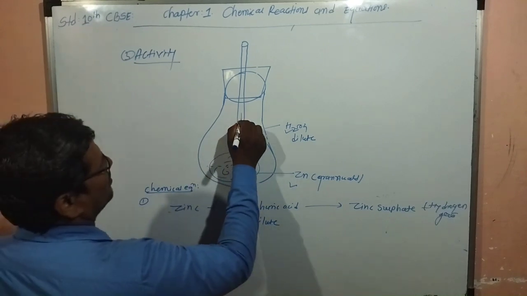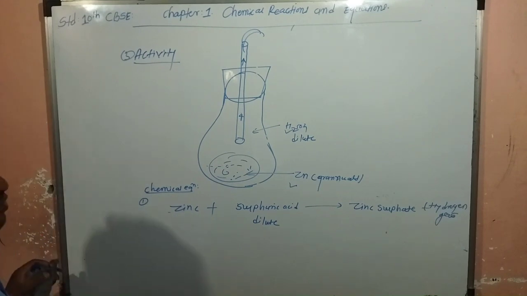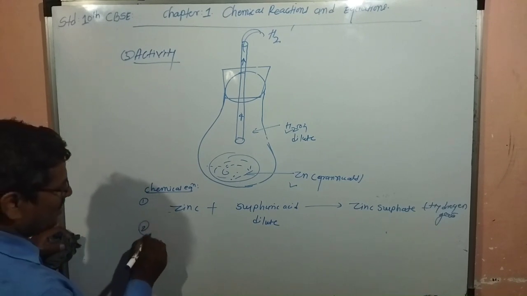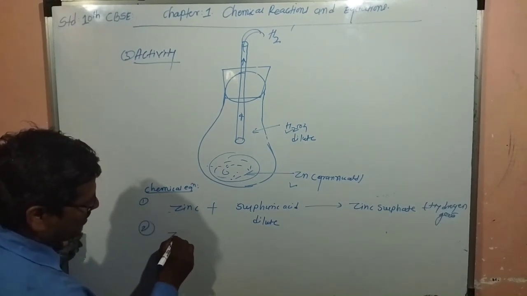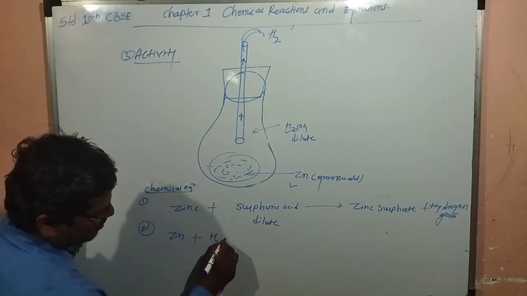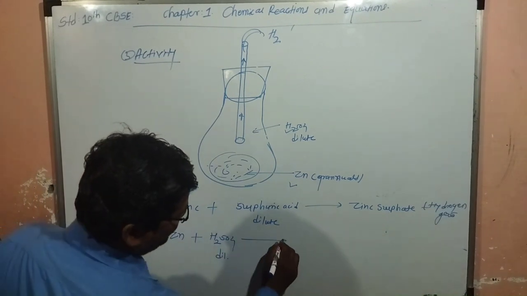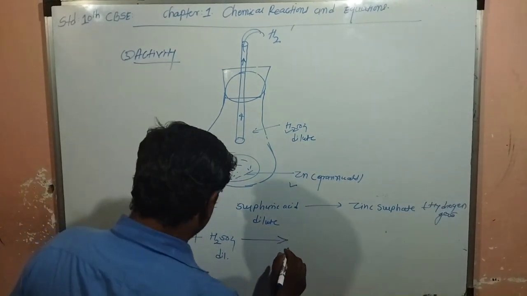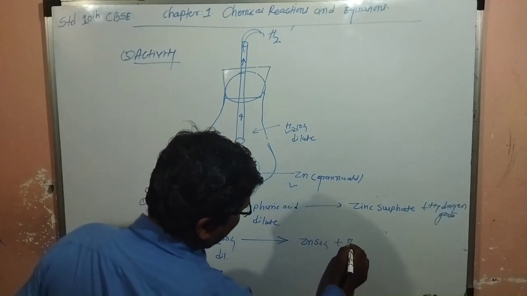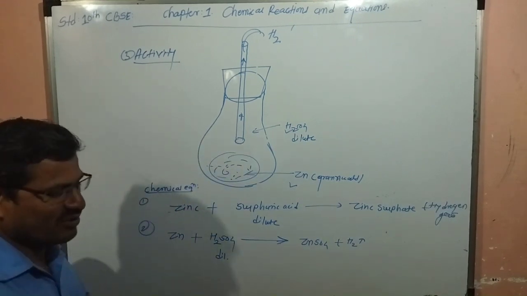So hydrogen gas will come out through this test tube. Hydrogen gas, H2 gas. Which gas will come out? Hydrogen gas. So the chemical equation we will write. For zinc we are writing Zn. For sulfuric acid the formula is H2SO4, in dilute form, and it will give, arrow is there, and then it will give ZnSO4 plus H2 gas. So in this way the chemical reaction will be there.